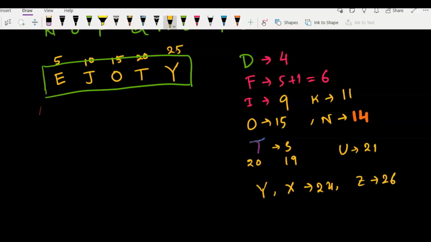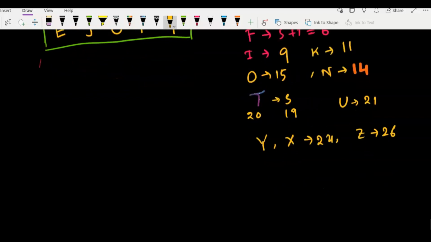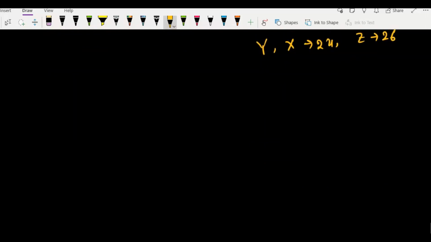But you have to remember the place value of all the letters so that you can do these problems quickly. What is the place value of A? It is very easy to remember. It is 1. B is 2. Then C is 3. These are easy to remember.